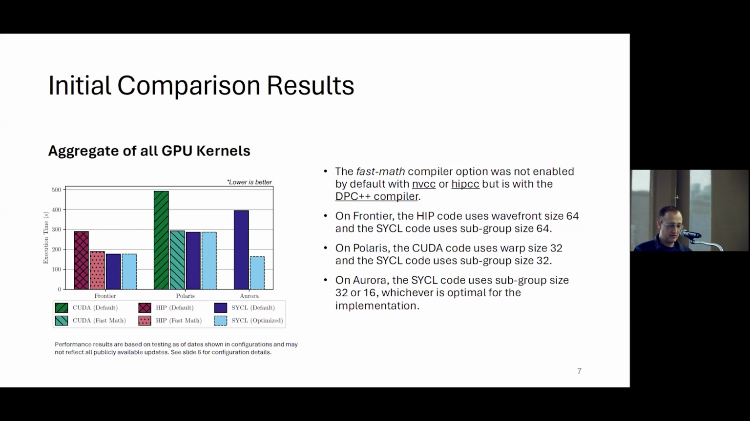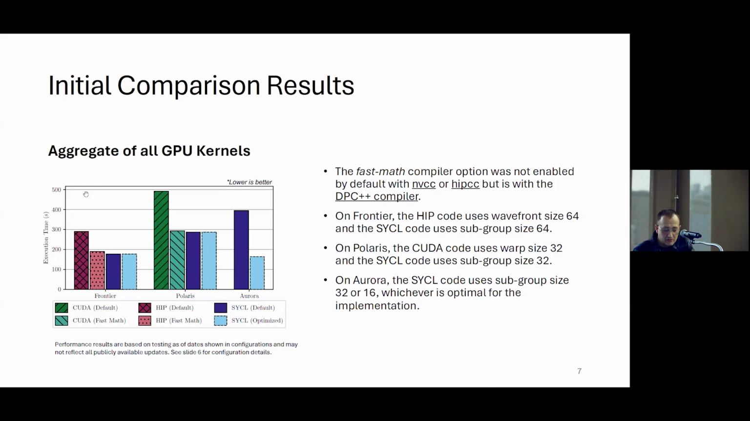We see that the HIP version, the native HIP version, and our SYCL compiled with the AMD backend perform almost exactly the same. So near parity in performance. I should note that on different compilers like NVCC and HIPCC, the fast math option was not enabled by default. So that's why you see in the leftmost result here on Frontier that what we call HIP default was significantly larger in time. So here, lower is better on this graph.